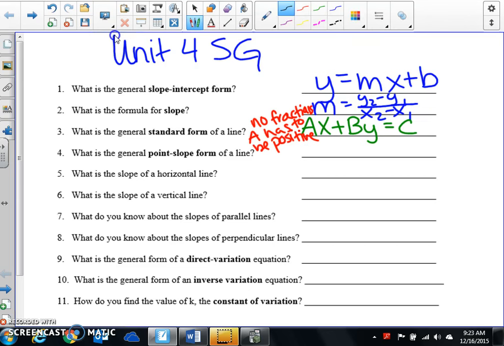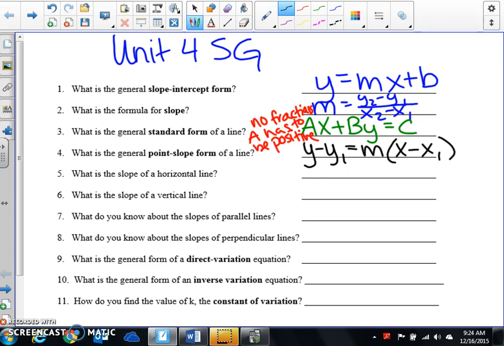All right, the next one, what is the general point slope form of a line? So that's y minus y1 equals m times (x minus x1). Point slope is the only formula where you should have parentheses when you're finished with it.